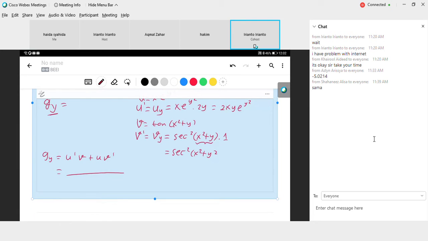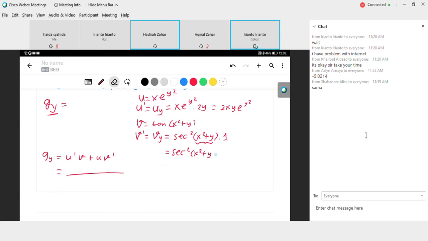Secant squared of x squared plus y squared. Who wrote down y square? It should be in brackets, sorry. Alright, it's not me, somebody else.